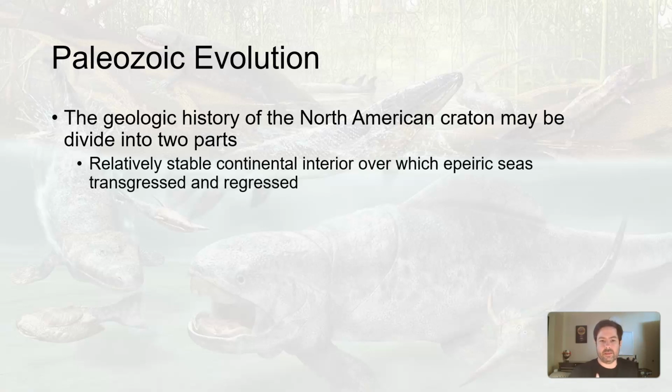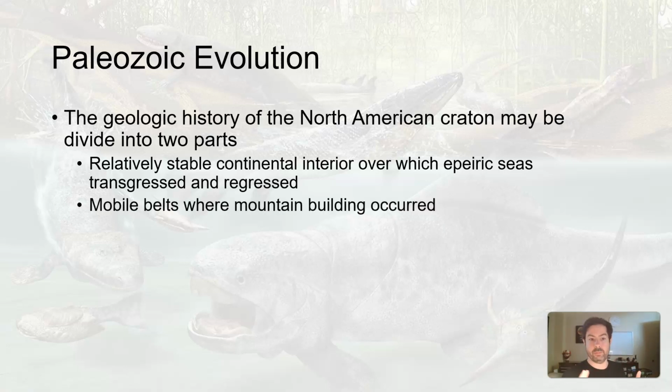In any case, the Paleozoic evolution of North America can be divided into two parts. The transgressive and regressive events that occurred, that's one, and then all these mountain building mobile belts that were added to the margins of North America. So we'll talk about both: the transgressive, regressive events, these what are called sequences, and these additions of mobile belts where mountain building has occurred.